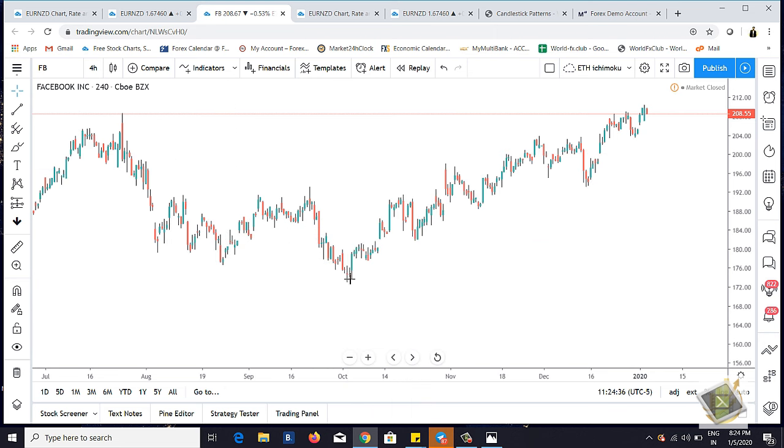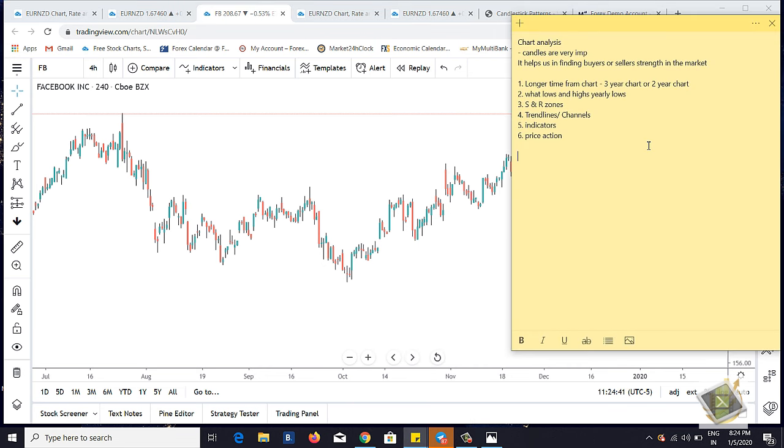Okay, so now you understood that. I'll just reiterate the points. So the point is a longer time frame chart. Once you identify the trend, try to analyze the 3-year, 2-year chart, or lows and highs, support and resistance zones, trend lines, channels. If you want an indicator, I told you that you can use an indicator. The example that I told you is a pure price action strategy. You have to look at the chart and try to get more confirmation.